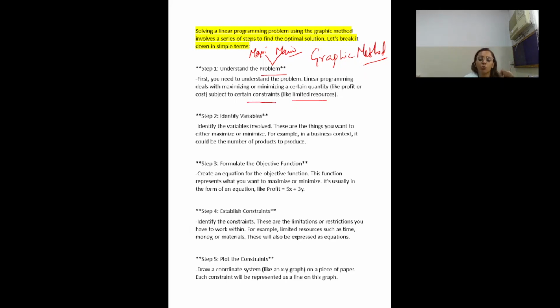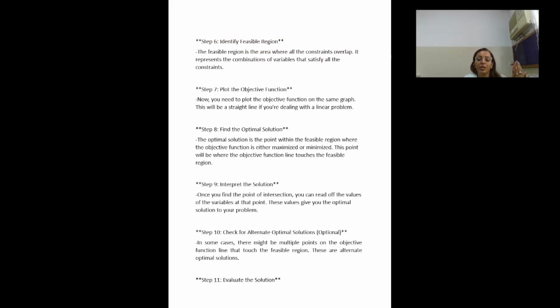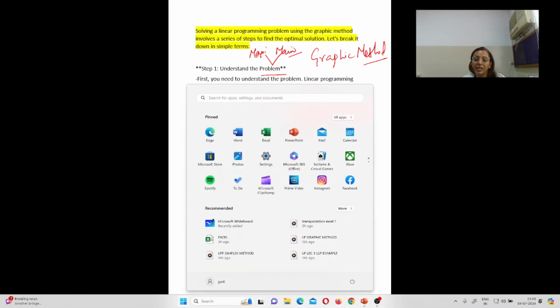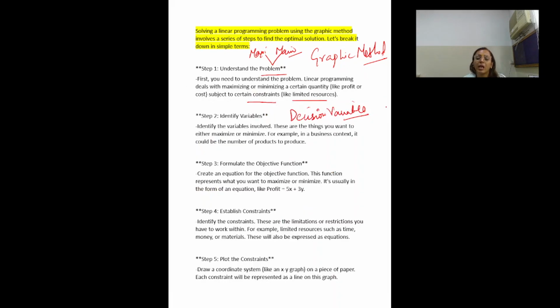In step number 2, once we have identified the problem, in the next step we have to identify your decision variables. What are the decision variables which you have to take into consideration? As we all know, there are a number of variables. For example, if I'm talking about the production of products A and B, product A will be done with the help of labor and machine. So labor and machine will be called decision variables.